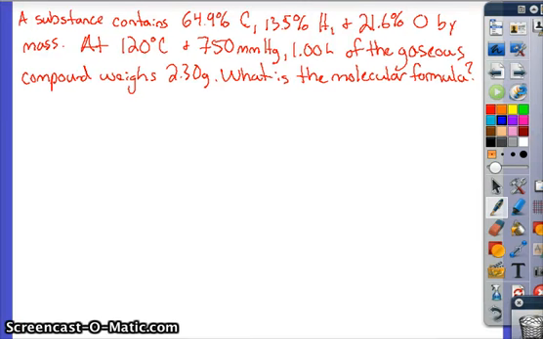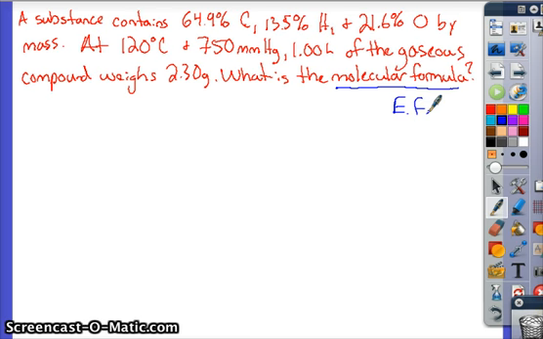The problem states a substance contains 64.9% carbon, 13.5% hydrogen, and 21.6% oxygen by mass. At 120 degrees Celsius and 750 millimeters of mercury, 1 liter of the gaseous compound weighs 2.30 grams. And the problem's asking what the molecular formula is. Well, if we're going to be looking at the molecular formula, we need to determine the empirical formula.